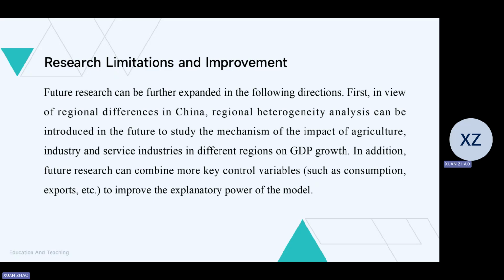First, in view of regional differences in China, regional heterogeneity analysis can be introduced in the future to study the mechanism of the impact of agriculture, industry, and the service industry on GDP growth in different regions. Because in this study we use time series data, not panel data, future research can use panel data to further explore the regional heterogeneity.